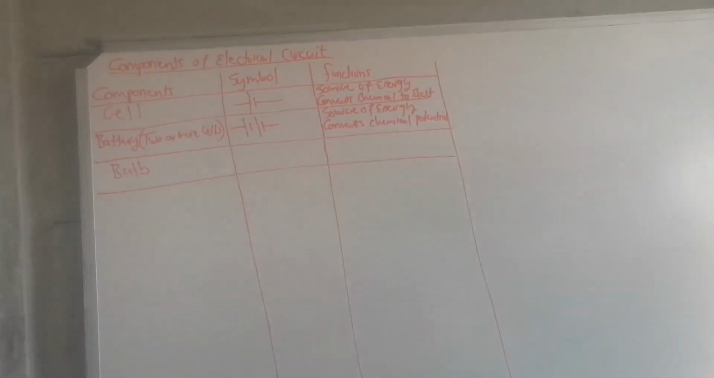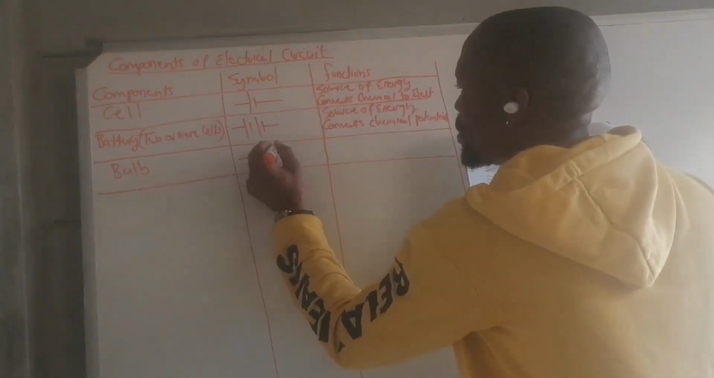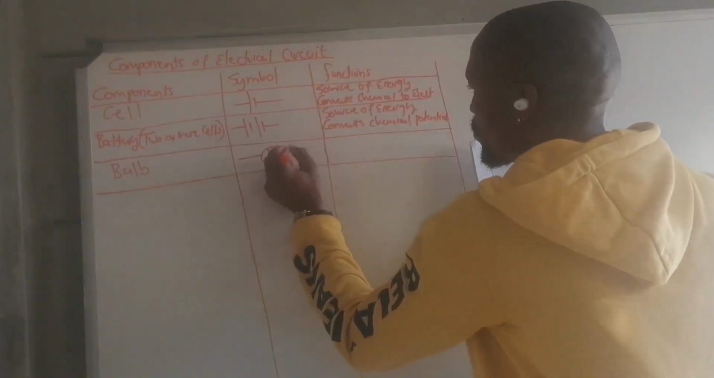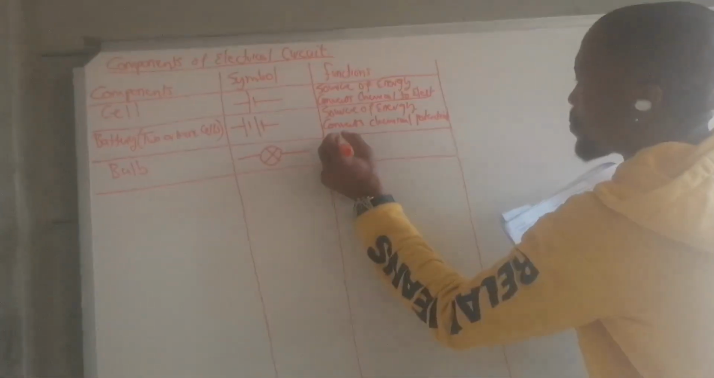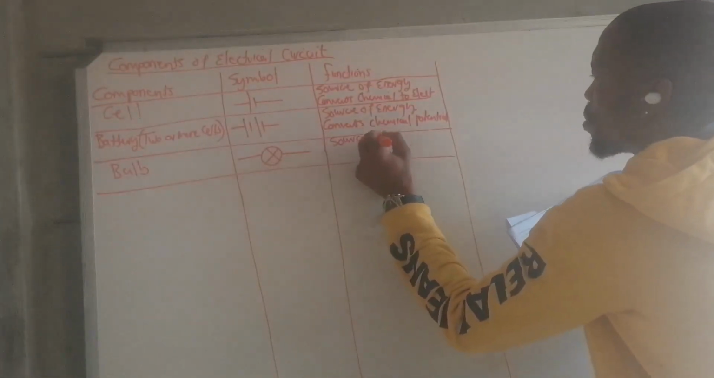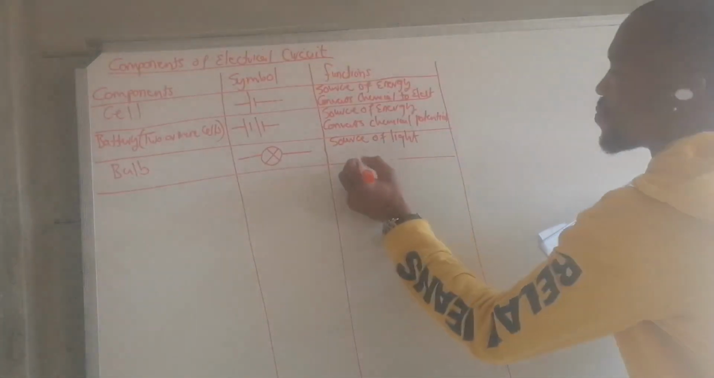Another bulb. The symbol here, bulb. Many times we've been drawing this one. So, get the source of light. The source of light. And then remember what we said. There's the source of light.